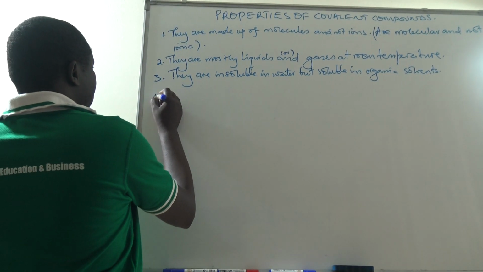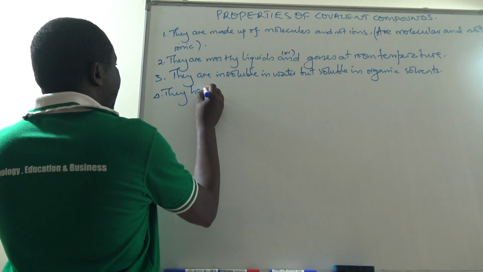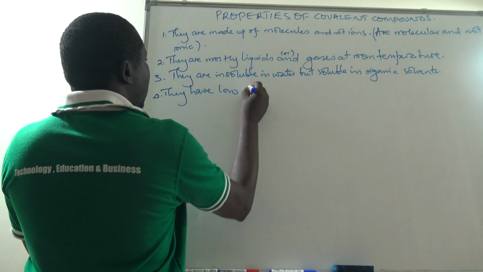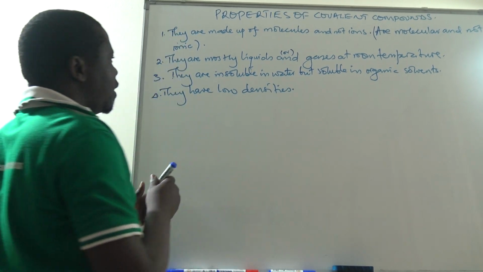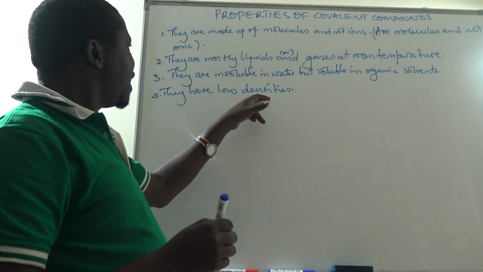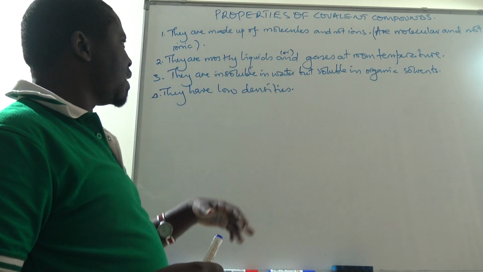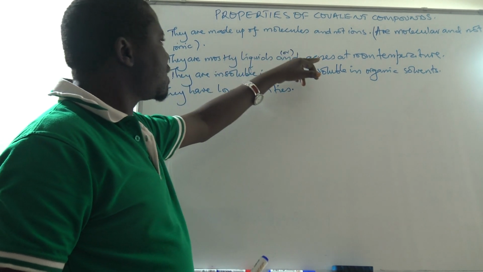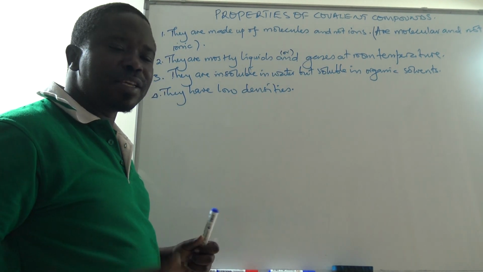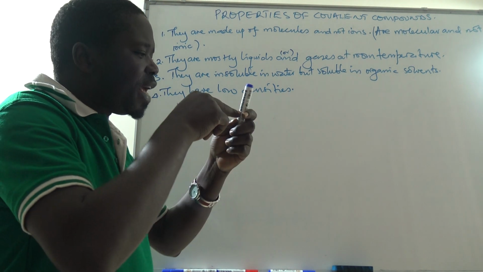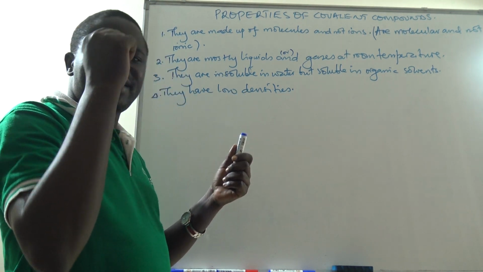Next, they have low densities. Can you imagine? We said that they are just liquids or gases at room temperature, and liquids and gases have very low densities. They are soft. Just imagine, if you pick a solid and try to push your hand through, it is hard. That means that it has a high density.